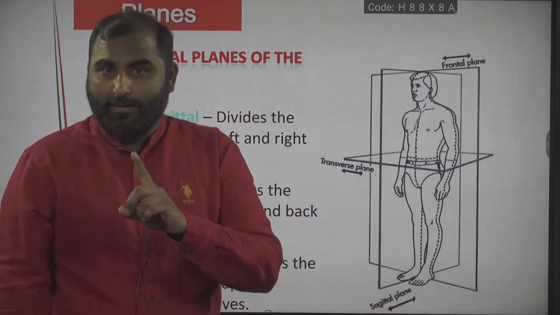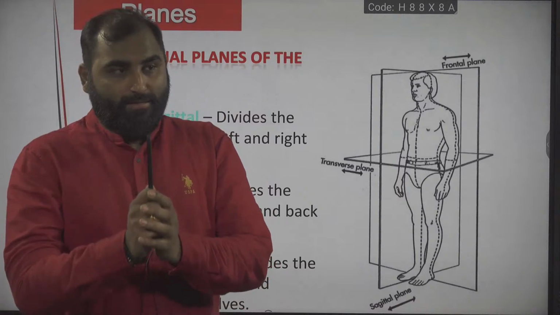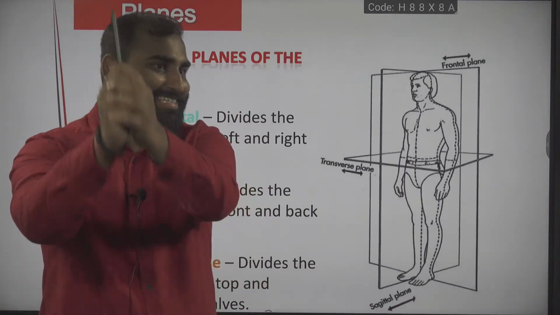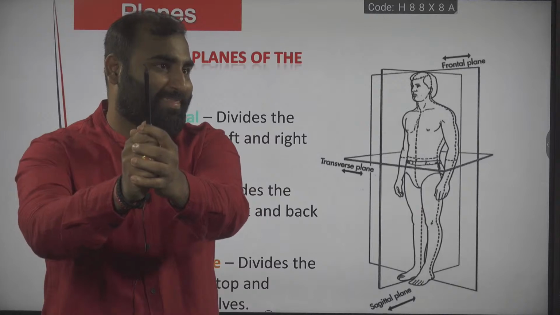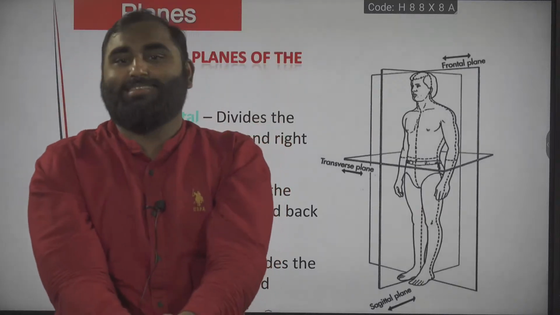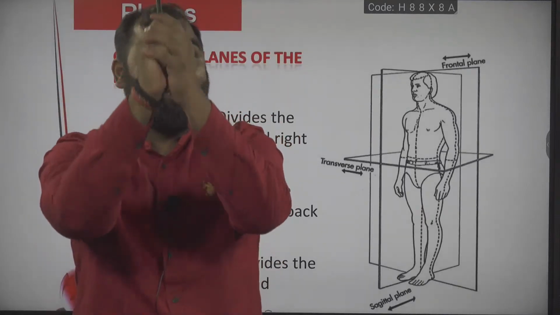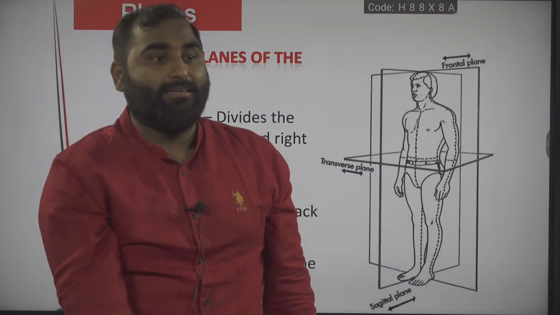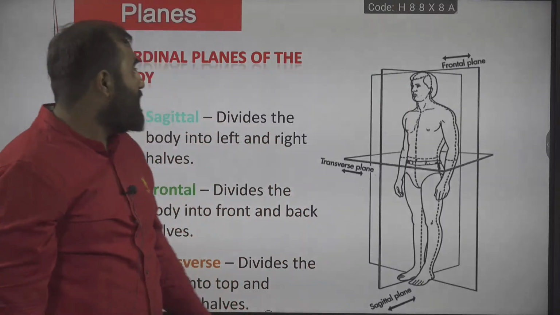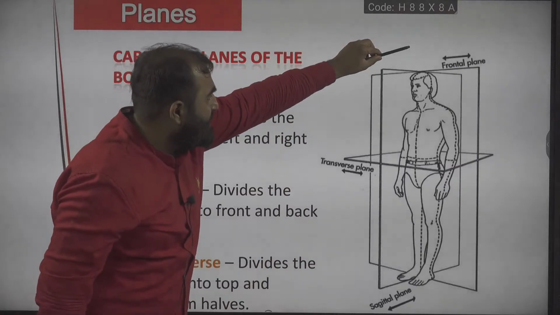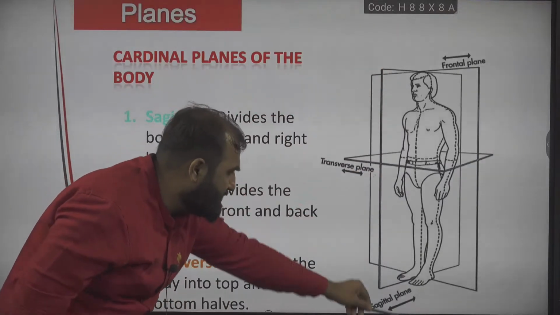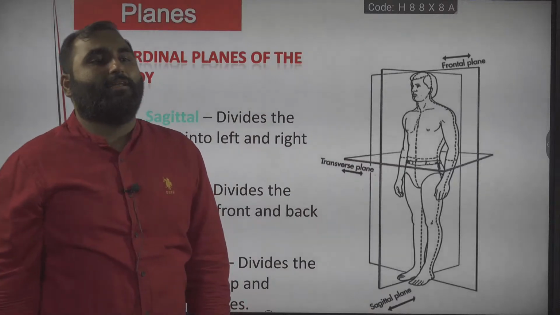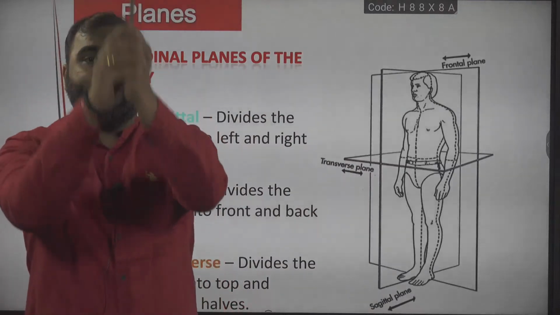Okay? Now tell me. This is my katana. A katana is a blade. Now I will cut like this. Which plane am I going through? Come on. When I am going like this, which plane am I passing through? What is the name given to this plane? Sagittal plane.